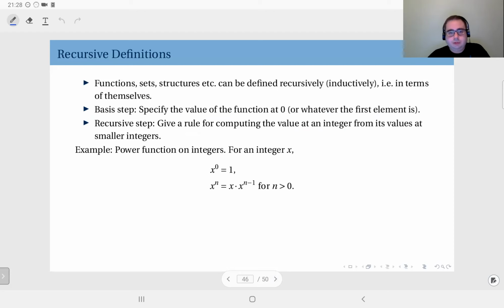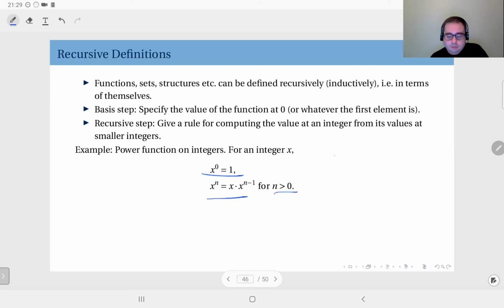The power function on integers. For an integer x, this function is x to the power n. Instead of defining it as x times x times x, etc., you can define it recursively by specifying the base case here. X to the power 0 is defined as 1. So this is by definition. And in my recursive step, x to the power n is equal to x times x to the power n minus 1 for positive n.